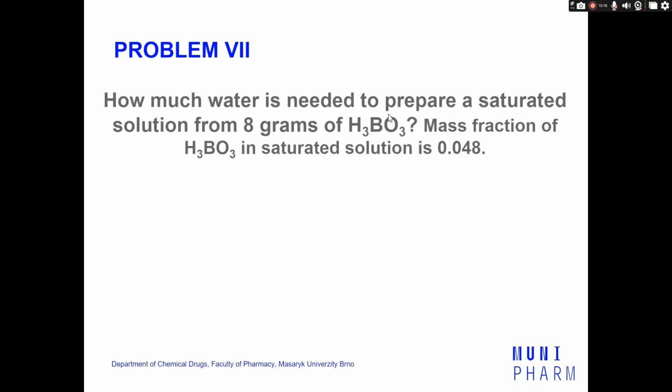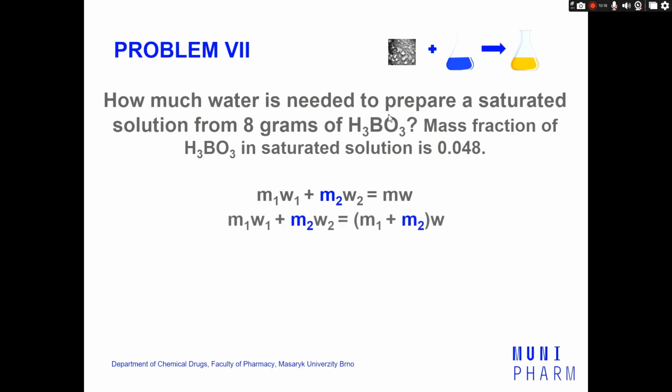So let's start solving. We have a solid boric acid, which we dissolve in some amount of water, and then we get a final solution. So the equation will look like that. We know that the mass of the final solution, again, can be calculated as the sum of the masses of the boric acid and the added water. At this moment, we have only one unknown in our equation. It is M2, the mass of the water.